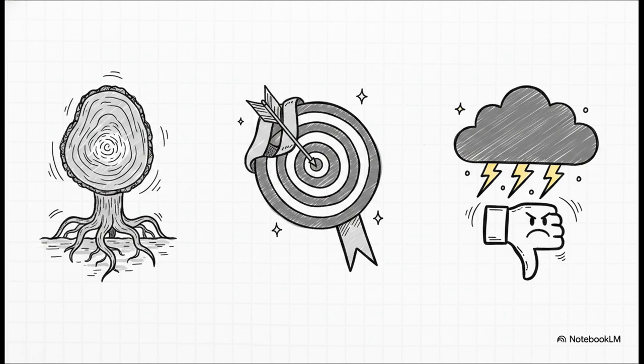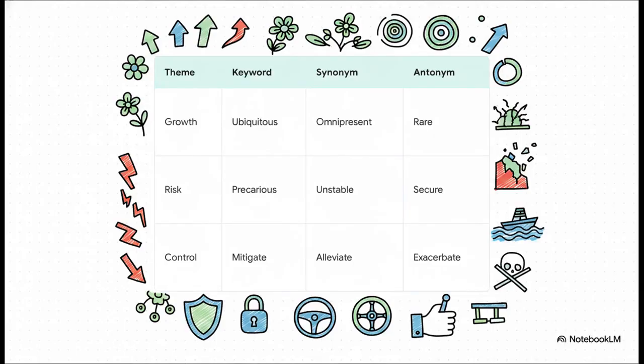Notice how grouping these three gives us a complete toolkit for assessment. We can recognize fundamental traits, praise exceptional skill, or express severe disapproval. So the crucial point is, seeing them mapped out in this quick recap table really reinforces those three thematic buckets we just talked about. We didn't just read 14 random words today, did we? We built a conceptual map. We explored growth with words like ubiquitous, we navigated risk with precarious, and we established control with mitigate. By linking a key word to its conceptual theme, its synonym, and its antonym, you're literally building multiple pathways in your brain to retrieve this information when you actually need it.